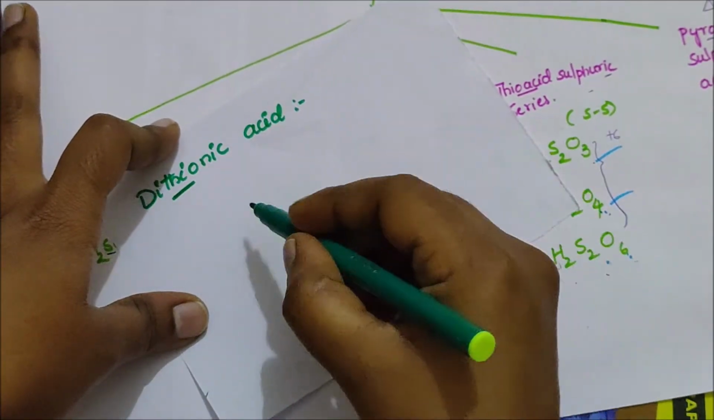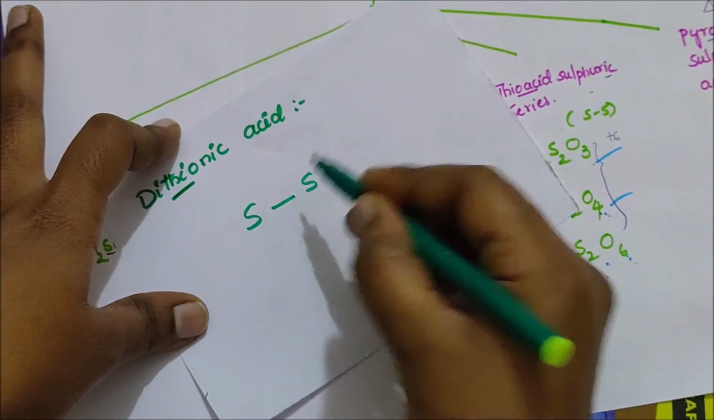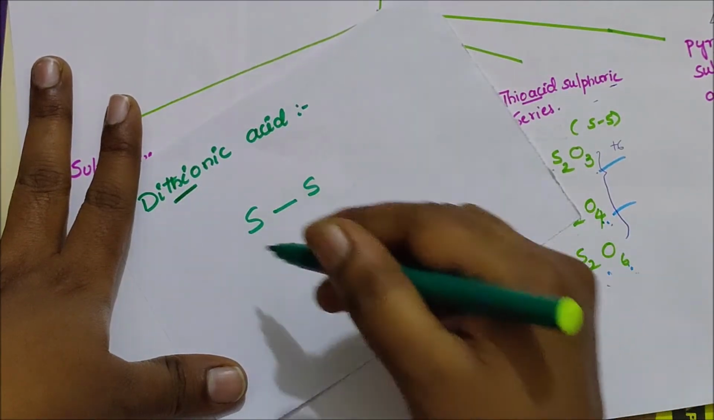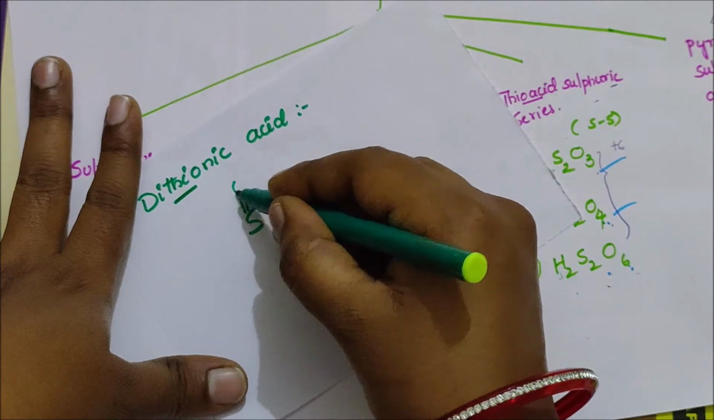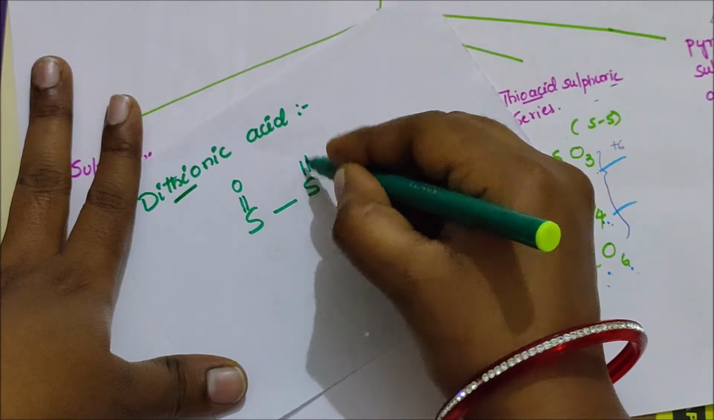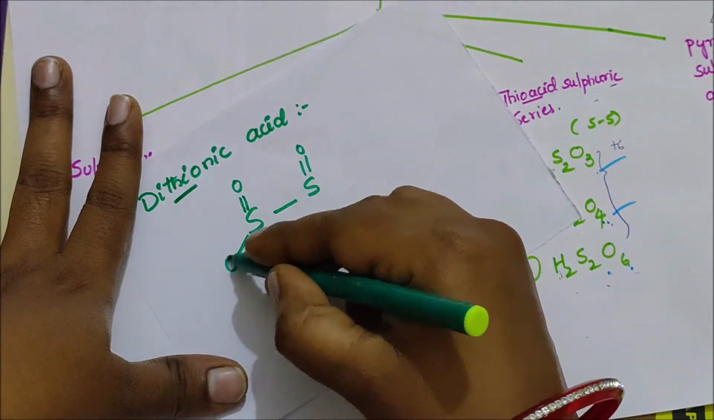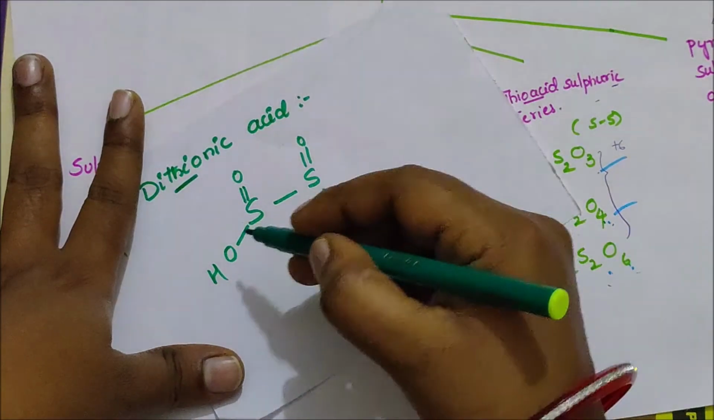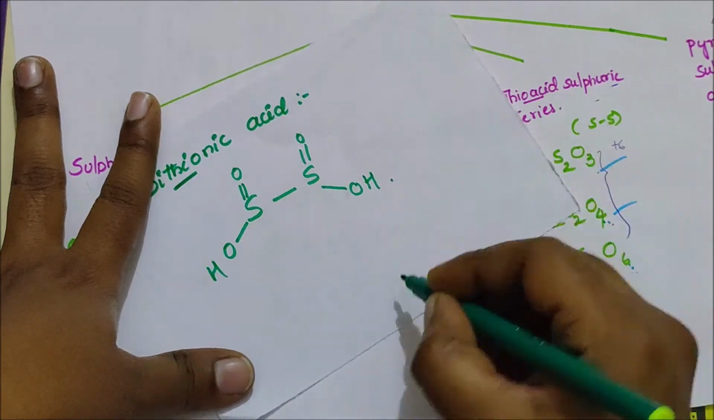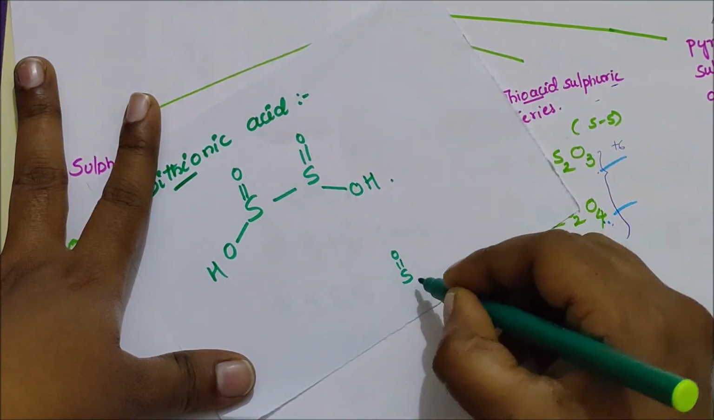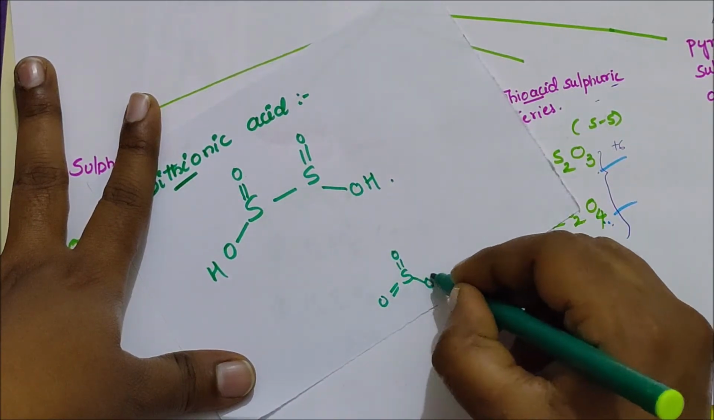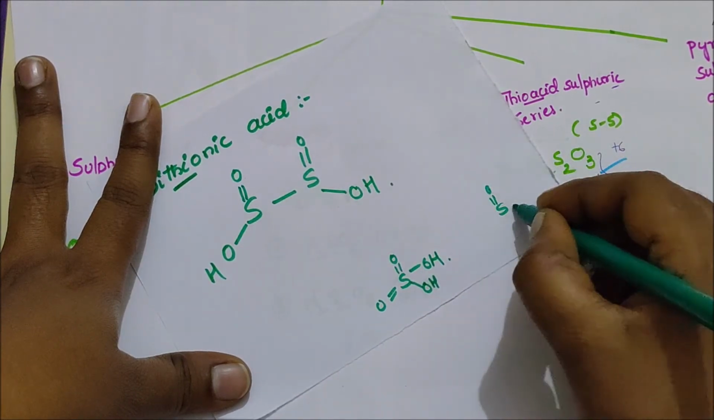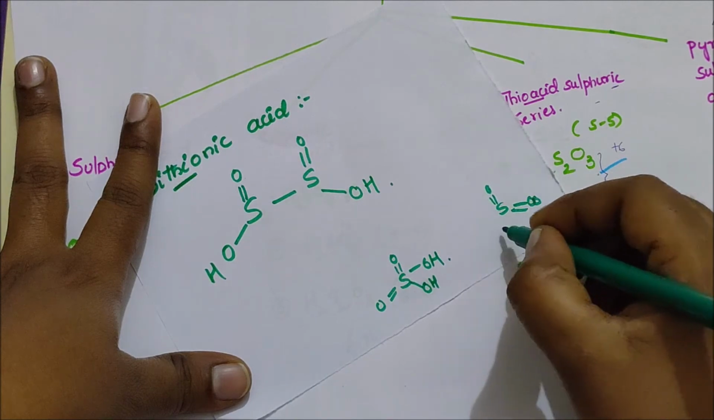Thio means an S-S linkage must be present in the oxo acids of sulfur, and also containing S double bond O linkage and S-OH linkage is mandatory. The sulfuric acid structure is like this: S double bond O, S-OH and S-OH, and the other atom S double bond O, OH.